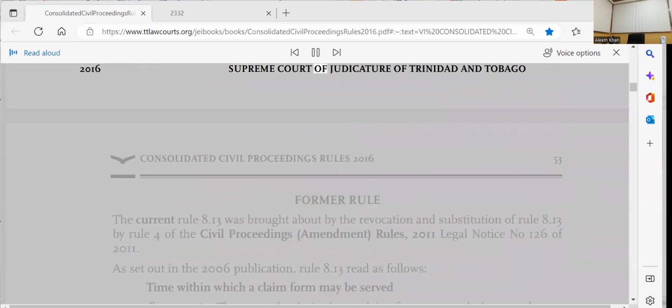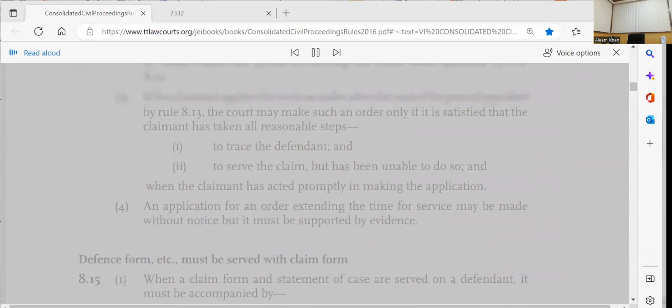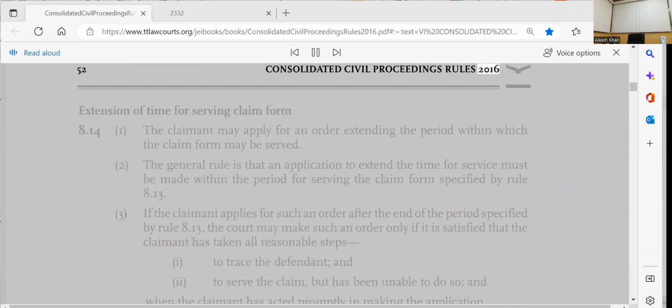2016 Supreme Court of Judicature of Trinidad and Tobago. 52 Consolidated Civil Proceedings Rules 2016. Extension of time for serving claim form 8.14. 1. The claimant may apply for an order extending the period within which the claim form may be served. 2. The general rule is that an application to extend the time for service must be made within the period for serving the claim form specified by Rule 8.13.